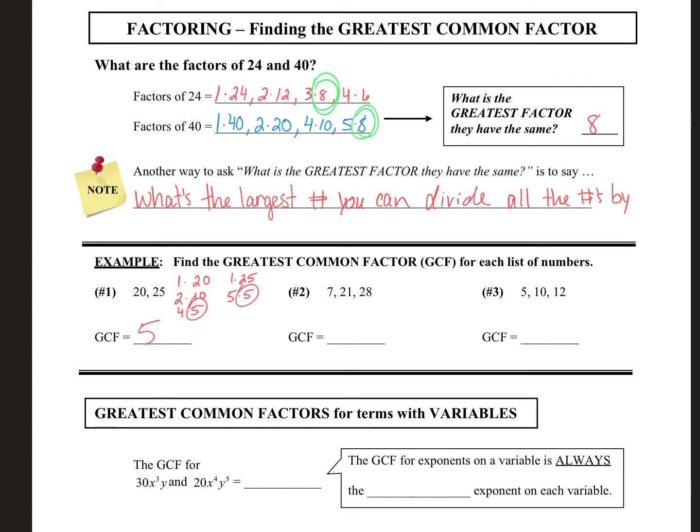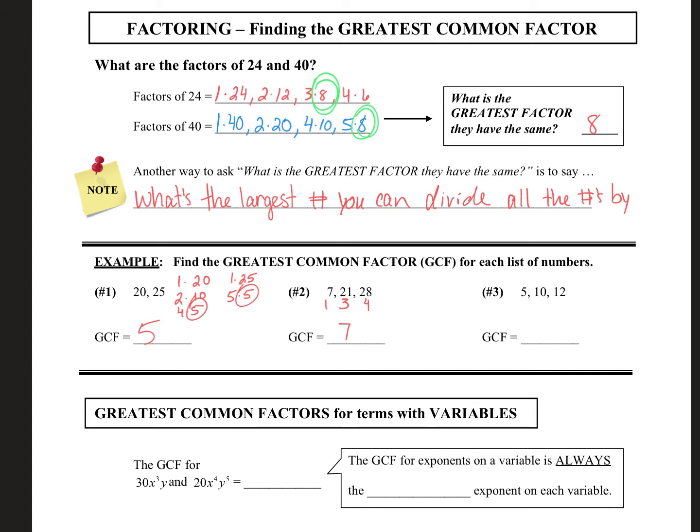So let's look at the second example. The list here is 7, 21, and 28. The only factors of 7 are 1 and 7. Does 7 go into 21? Yeah, it goes into it 3 times. Does 7 go into 28? Yeah, 4 times. So 7 goes into 7 once, into 21 3 times, and into 28 4 times. That means the greatest common factor, the GCF, is 7.